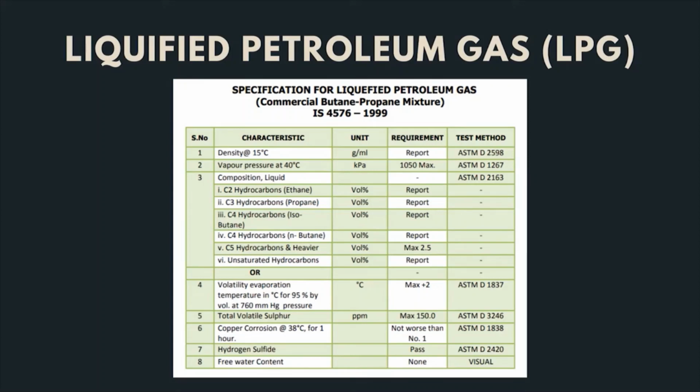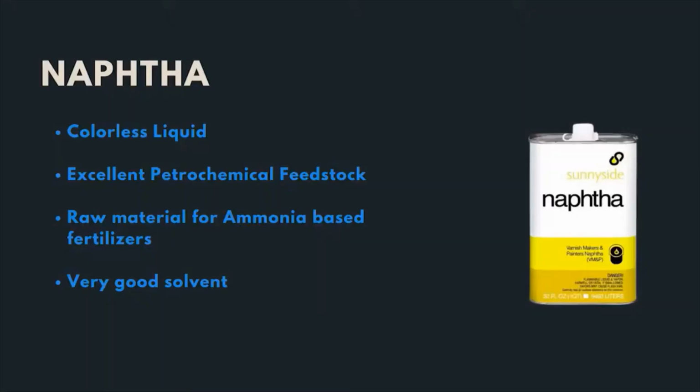If 95% of the LPG sample taken is not evaporated, it means the LPG is heavier and it is not going to be effectively used as a fuel, because at the domestic front the LPG is converted from liquid state to the vapor state and used as a fuel. Hence this specification is important. Then the hydrogen sulfide presence should be nil. We will move on to the next product.